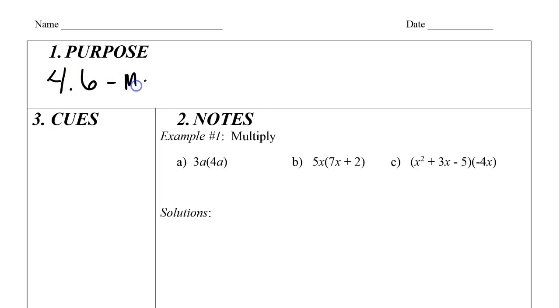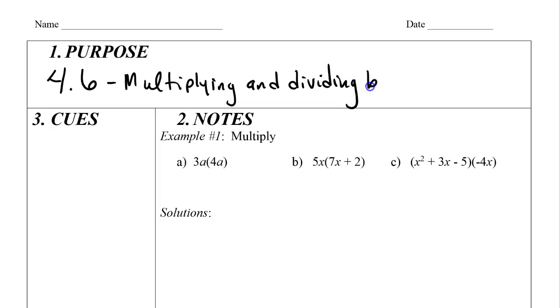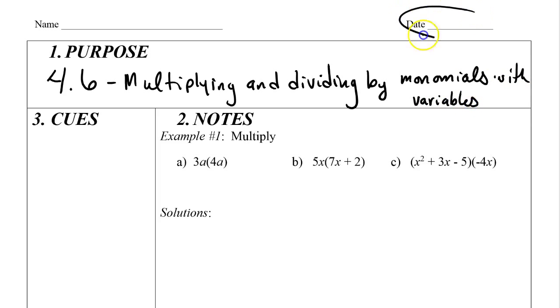4.6 multiplying and dividing by monomials with variables. Don't forget to write the date and don't forget to put your name. Mine's Tara.